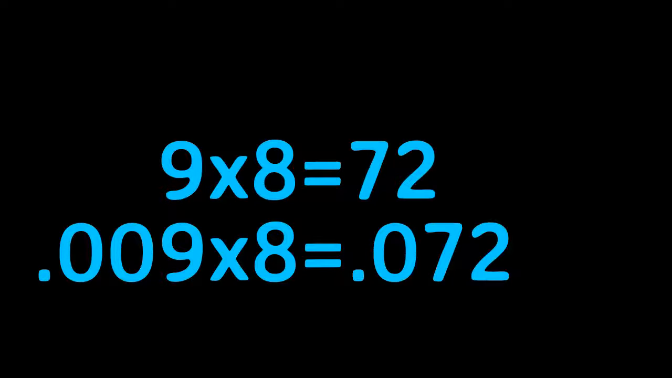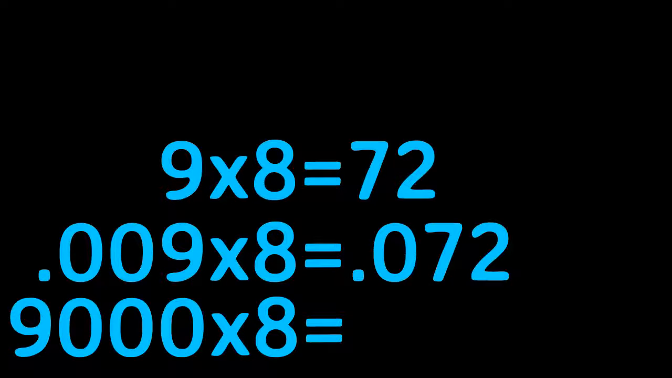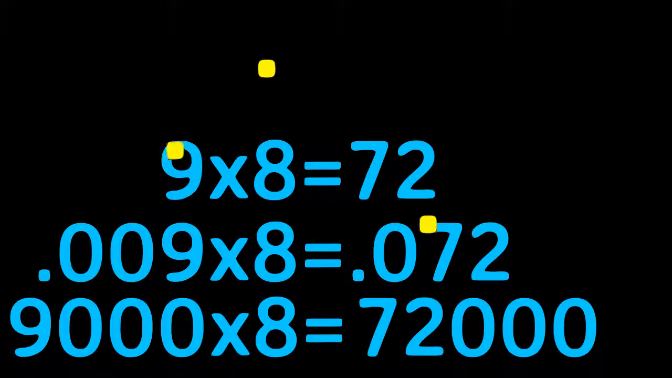So now in our next problem, using the same number 9, let's move the decimal 3 spaces to the right. That 9 now becomes 9,000. So now that we moved the decimal 3 spaces to the right in our problem, we need to move it 3 spaces to the right in our answer. And 72 becomes 72,000.